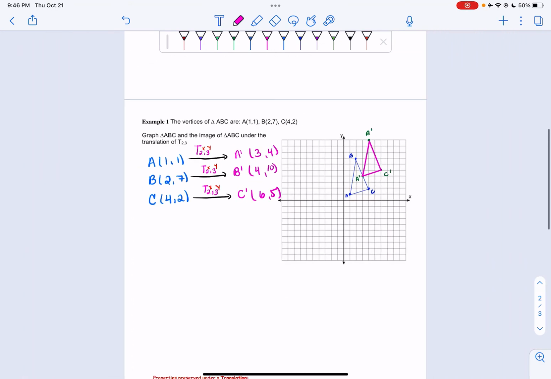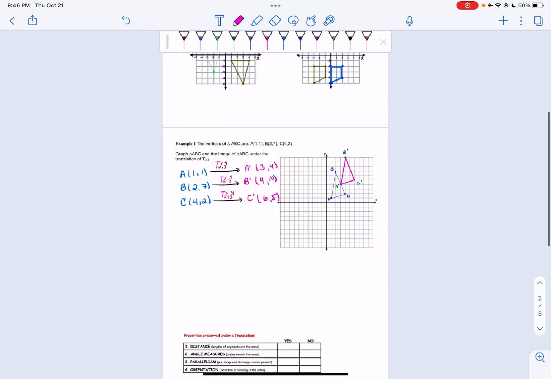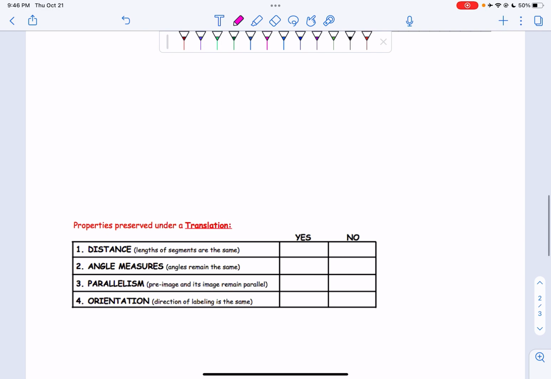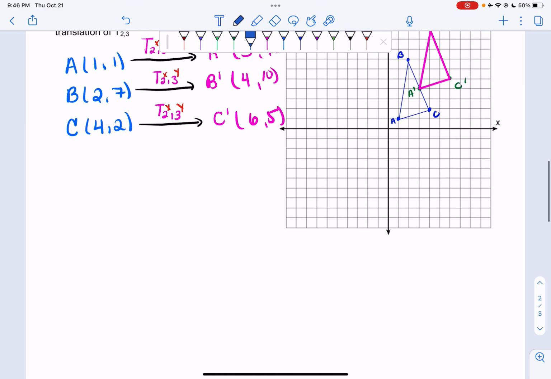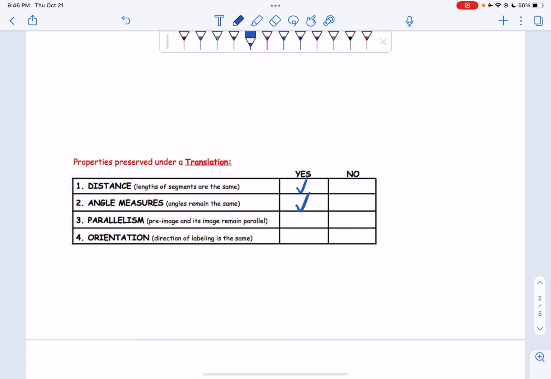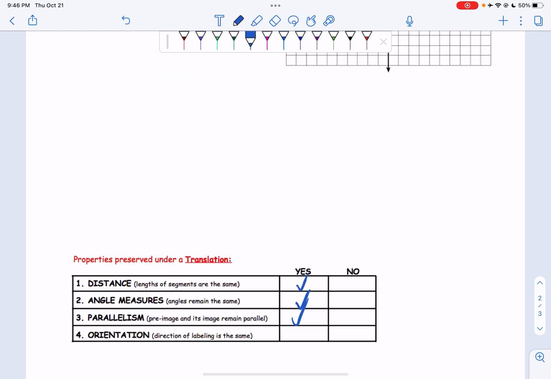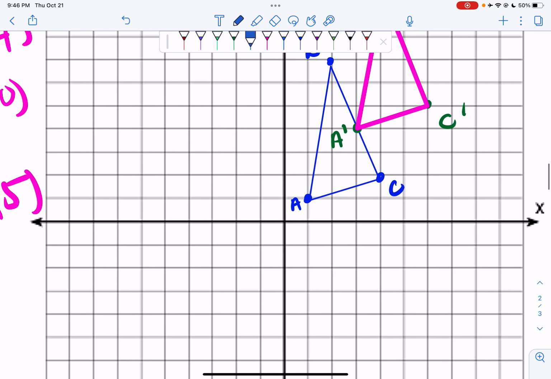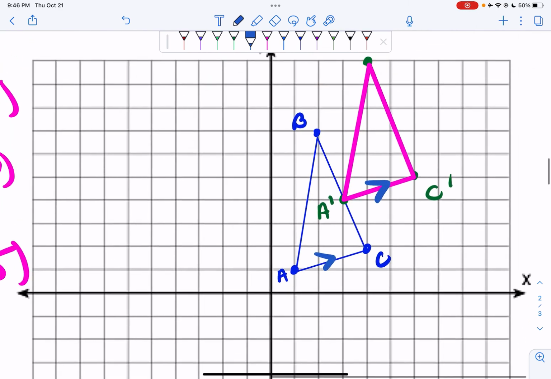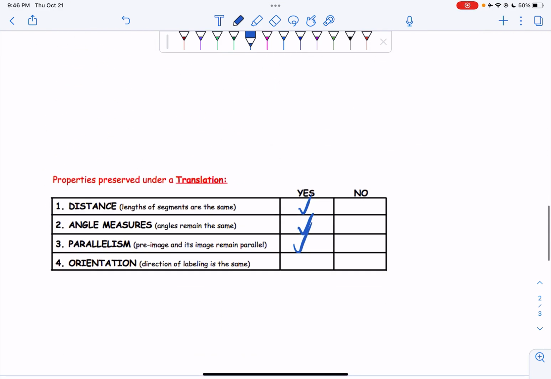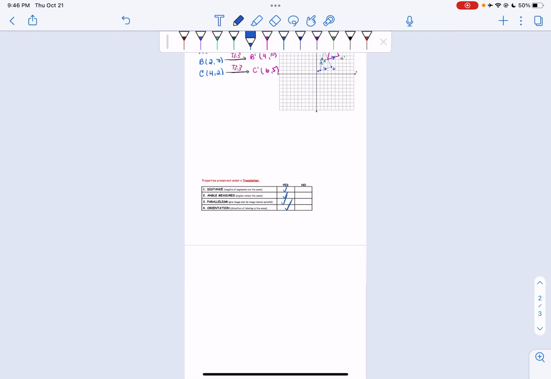So if we look, we just did a translation where we slid our image 2 units to the right and 3 units up. Some of the properties that are preserved under translation are distance, because you're not doing any multiplication, you're just adding and subtracting. Your angle measures stay the same. Parallelism is preserved. So I can say that AC is parallel to A prime C prime. I can also say that AB is parallel to A prime B prime, and vice versa with all my segments. And my orientation is the exact same.